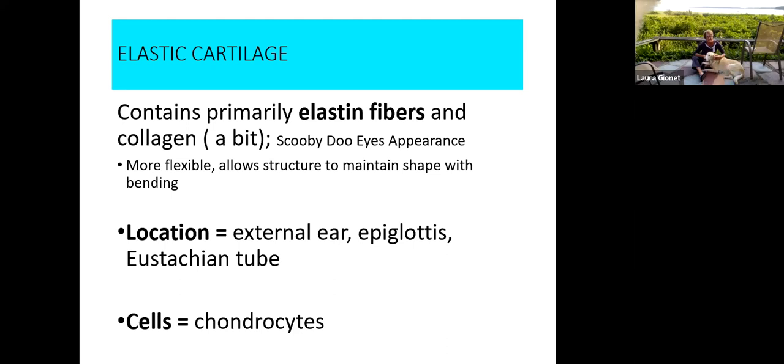Right, so our next cartilage is elastic cartilage. It contains primarily elastin fibers or elastic fibers and collagen a bit. It has what we call the Scooby-Doo eyes appearance because the chondrocytes, when they sit in their lacunae, have a very pale, translucent environment. But the dark elastic fibers take up a lot of stain, and so they're very dark fibers in contrast to the chondrocytes sitting in their lacunae.